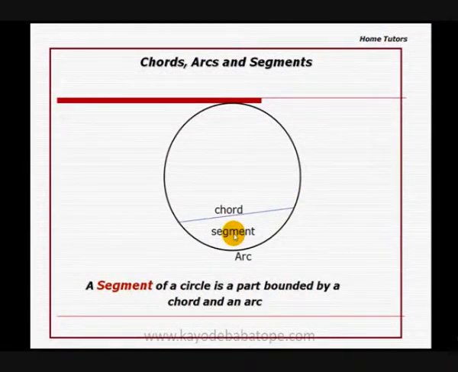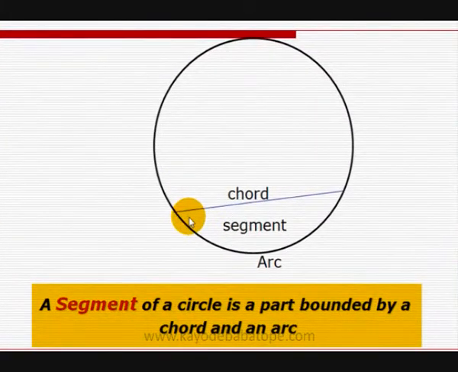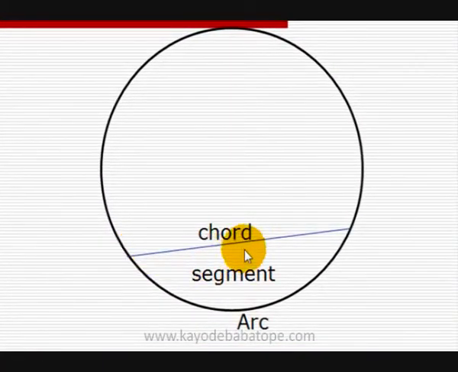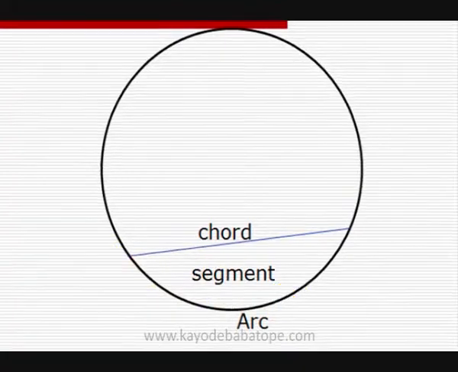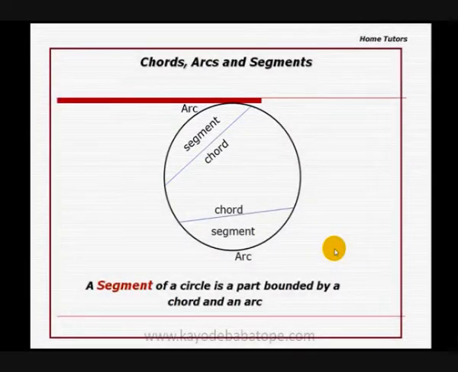Okay, now we want to look at segments. What is a segment of a circle? A segment of a circle is that part of the circle that is bounded by a chord and an arc. Remember, we already said a chord is a straight line that is joining 2 points on the circumference of the circle. We also said an arc is the journey between 2 points along the circumference of the circle. Now, the part of the circle that is bounded, enclosed by a chord and an arc is what is called a segment. That is another segment, a portion of the circle that is enclosed by an arc and a chord.